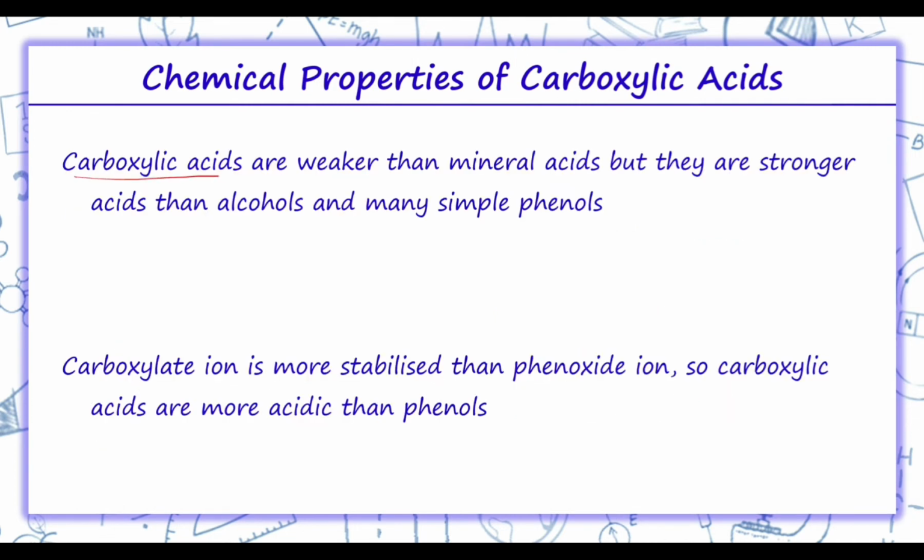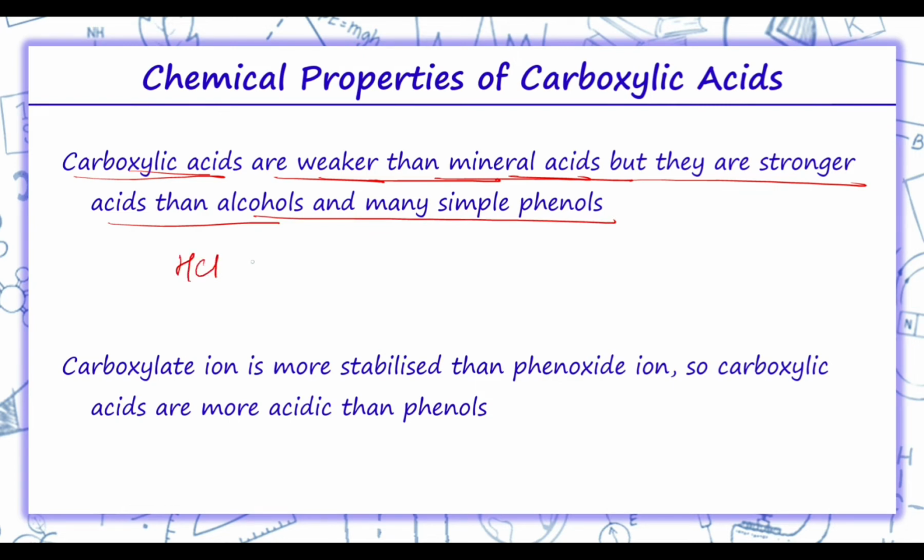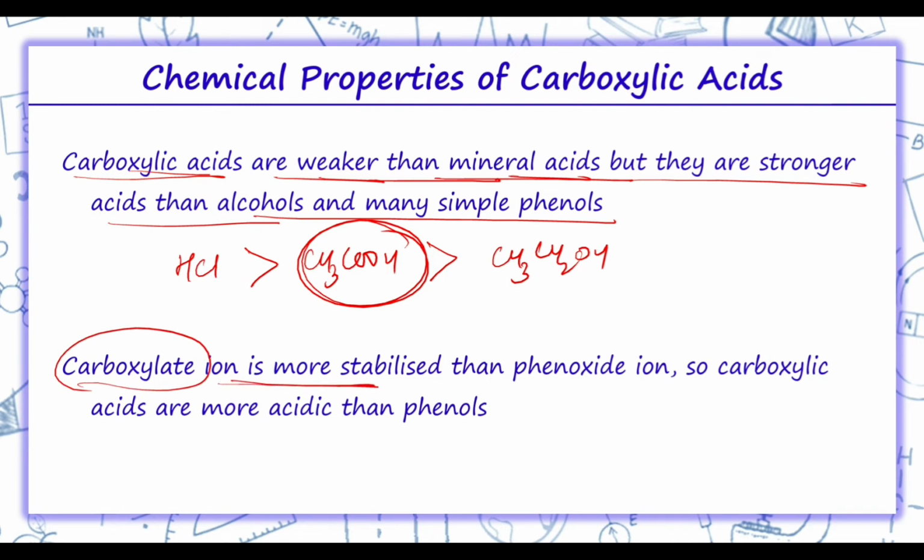So, we say carboxylic acids are weaker than mineral acids, but yes, they are stronger than alcohols and many simple phenols. Now, why? We can write over here HCl is more acidic than acetic acid, but acetic acid is more acidic than alcohol of comparable masses. But yes, acetic acid is stronger than phenol also. It is due to carboxylate ion, which is more stabilized than phenoxide ion. Therefore, we say carboxylic acids are more acidic as compared to phenols.